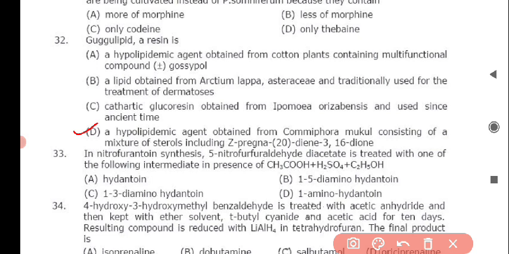The next question, in nitrofurantoin synthesis 5-nitrofurfural diacetate is treated with one of the following intermediates in presence of CH3COOH plus H2SO4 plus C2H5OH, and the correct answer for this is option D, that is 1-aminohydantoin.